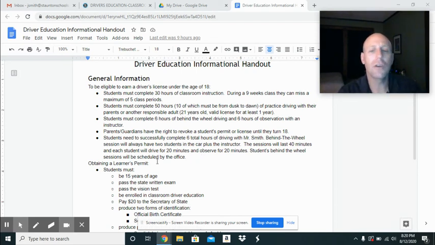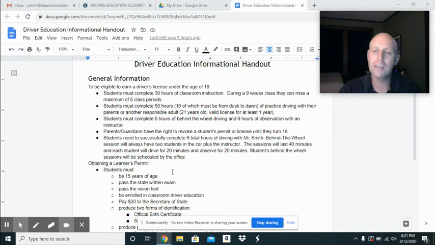All right. So you guys, we've talked a little bit here about what you have to do to get your license. Well, you guys don't even have a permit yet. So what do you have to do to get a permit? To get a permit, you have to be 15 years of age. Now, some of you in this class may not have had your 15th birthday yet, and that's totally fine. It's okay to start the classroom part before you turn 15.